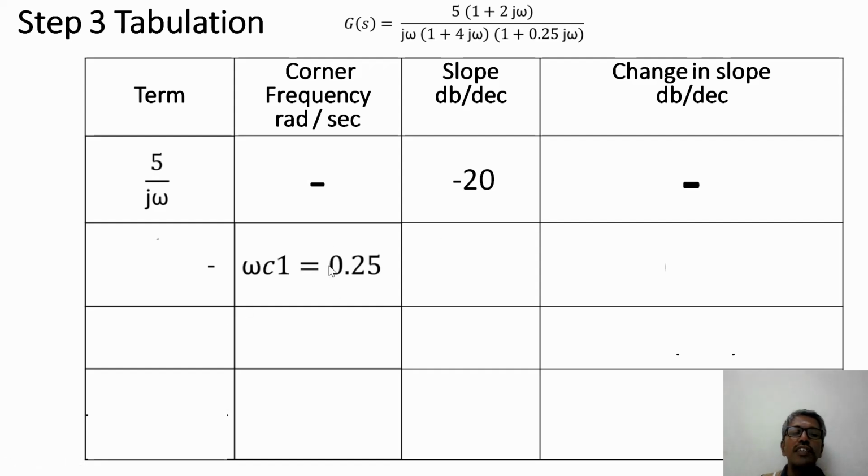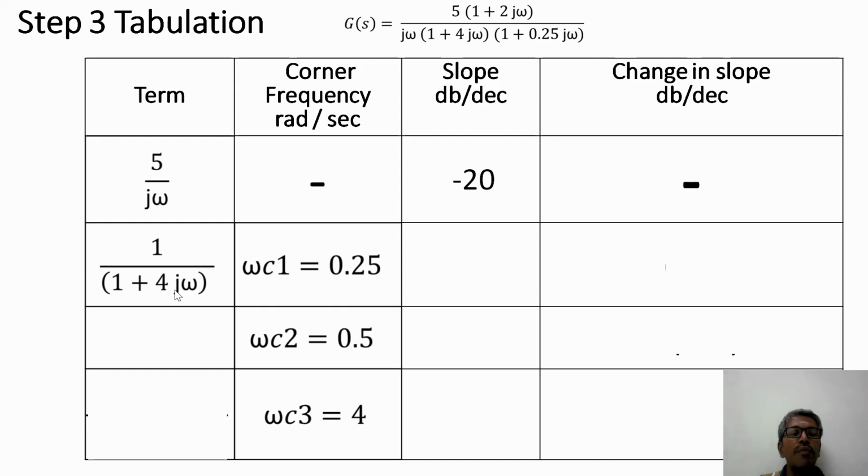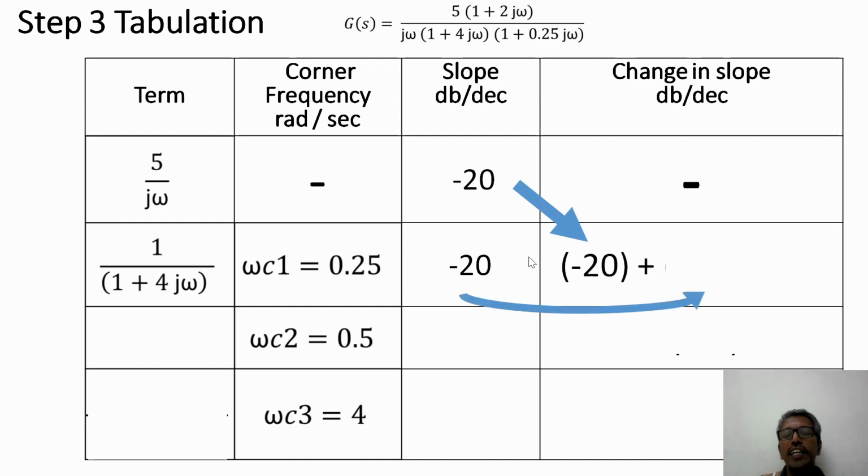Next is the first corner frequency 0.25, which belongs to 1 divided by 1 plus 4 j omega. So you have to tabulate in the order of omega C1, C2 and C3. The 0.25 belongs to the term 1 divided by 1 plus 4 j omega. Again omega is in the denominator, so we have the slope minus 20. Now we have to find the change in slope. Minus 20 plus this minus 20 is equal to minus 40. That will be our first change in slope.